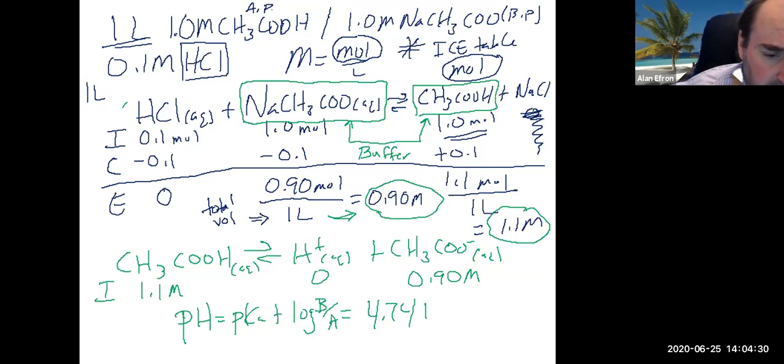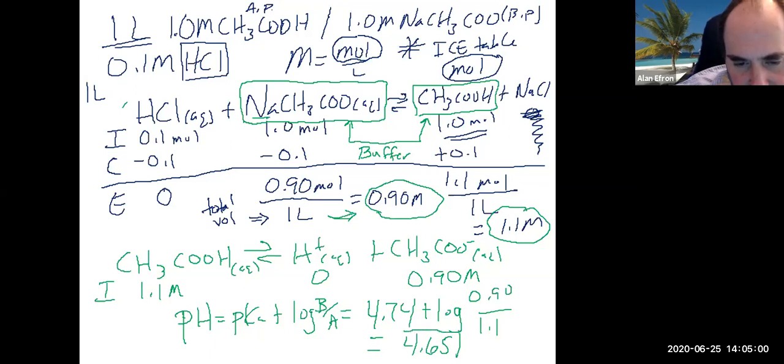We're going to go plus the log here of our base. So reminder, our base here is the sodium acetate, and that's going to be 0.9 on top and 1.1 on the bottom, which would be our acid. And if we do all that, 0.9 divided by 1.1, take the log of it, and add 4.74 to it, we end up with a pH after we added the acid of 4.65.